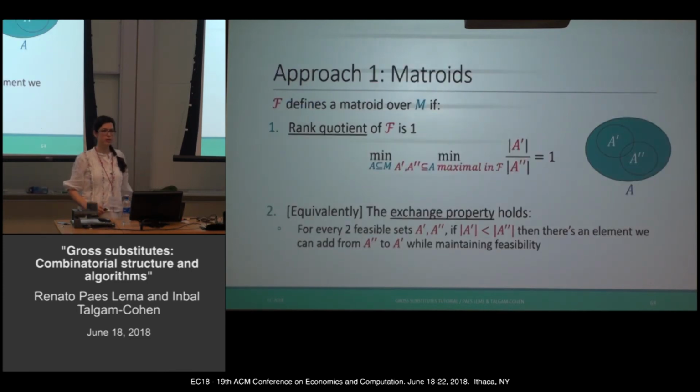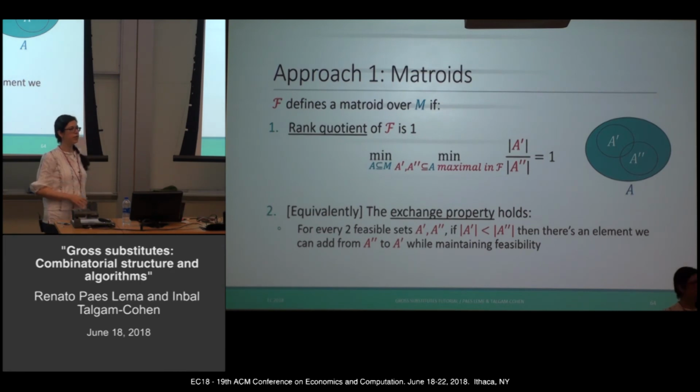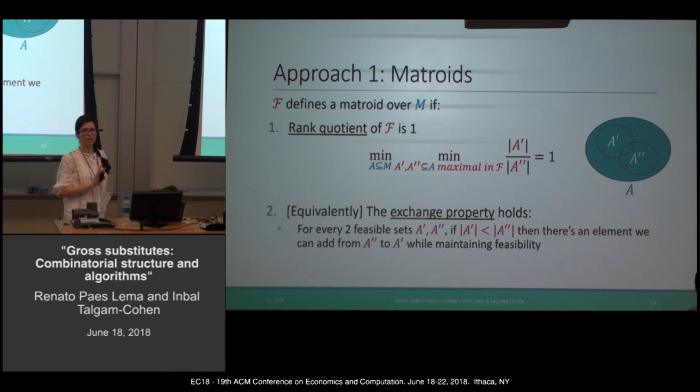Okay, so first approach. I'm reminding you of two characterizations of matroids. If you haven't seen matroids, this is not going to be very useful, but just to remind you of two properties. The first one is that in a matroid, if you take any set of items and you take two feasible subsets of the items, then any such two subsets should have the same cardinality. So you can write this as something called the rank quotient. You take the minimum over all subsets of items of this ratio, and it should be 1 if it's a matroid. This is a characterization.